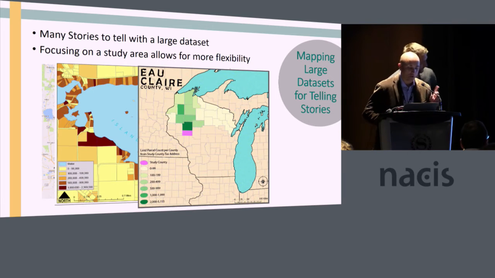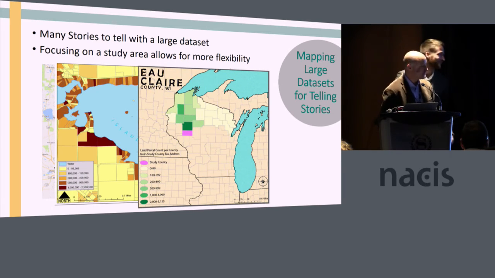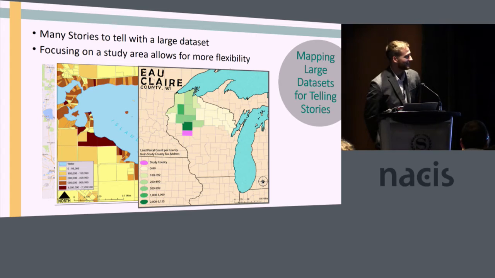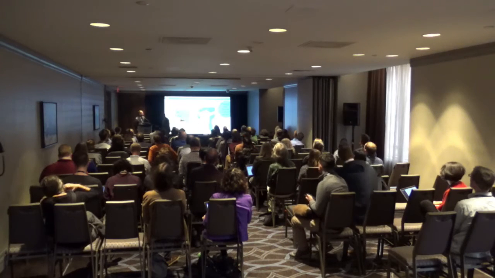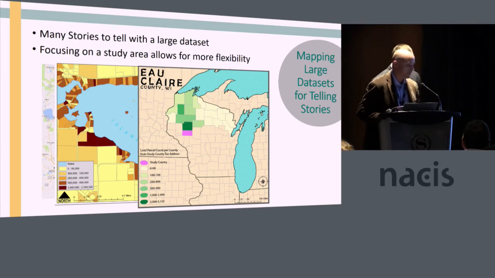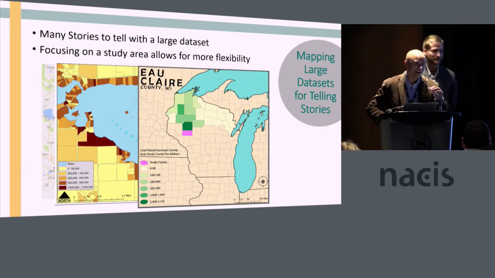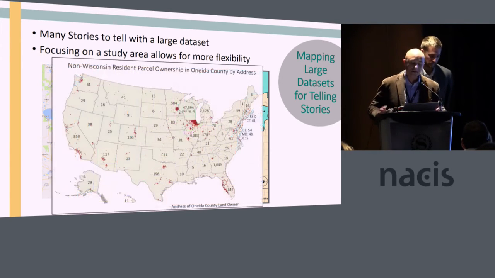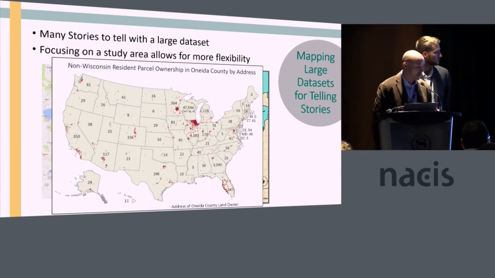Let me go back and point out where Oneida County is, because we didn't put a label on it. That would have been embarrassing. Just as a case study, Oneida County has a lot of lakes on it, a very beautiful county. The map you see here is based off of last year's data.